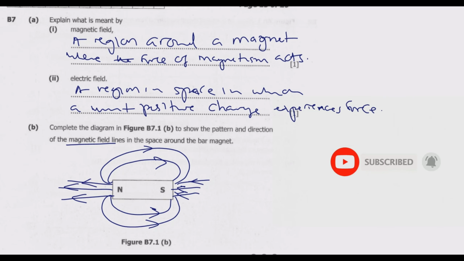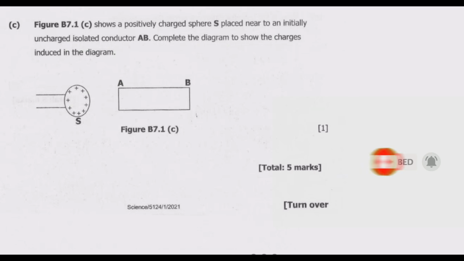Let us move on to the next question, which is C. Figure B7.1c shows a positively charged sphere S placed near to an initially uncharged isolated conductor AB. Complete the diagram to show the charges induced in the conductor.